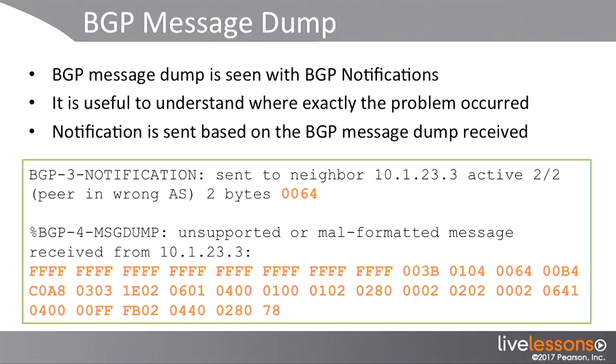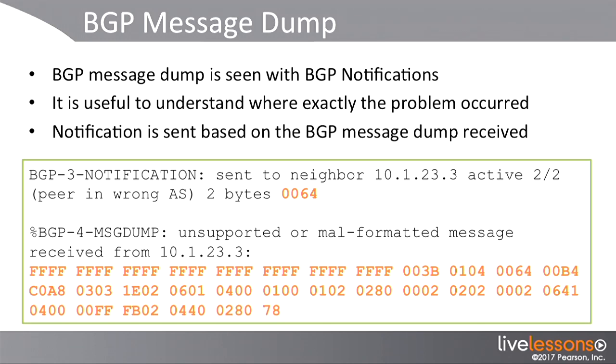Now this 2/2 is a notification error code and a subcode. We're going to discuss this in the next lesson. But the focus here is on how do we get the data from the message dump and use that data to understand what the problem is or where exactly the problem is happening. So if you look at the notification, the data section says 0064. This is a hex value. If you decode it into a decimal value, it actually gives 100, which means that your peer is in wrong AS number and the AS number should actually be 100.